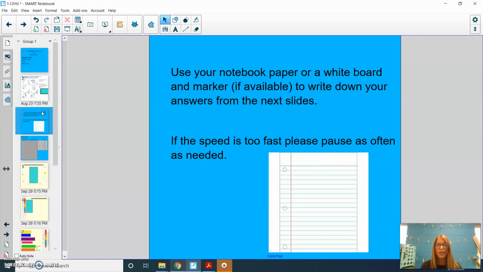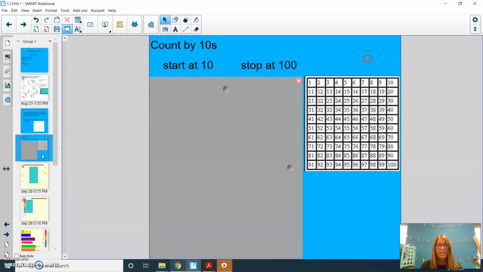If you could put your math journal to the side, and if you have either a whiteboard or notebook paper, if you could have those for the next slides. If the speed is ever too fast, please pause as often as needed. Second graders, the first thing we're going to do is practice a little bit of counting. For some of the problems, I'm going to use a little marker to show where I want to start.